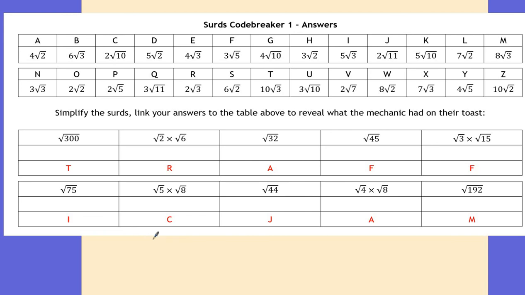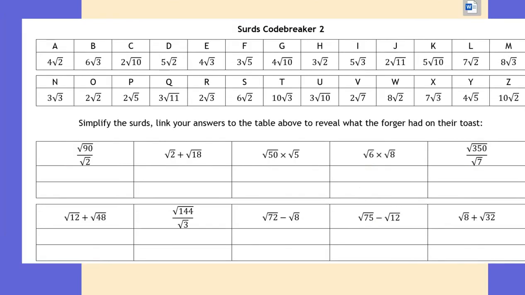And the answers are up on the board. I was looking for traffic jam. That was the correct answer. Code breaker number 2. This one's a little bit trickier. Now I've included division and addition. Can you pause the video for 5 to 10 minutes and simplify these surds for me?